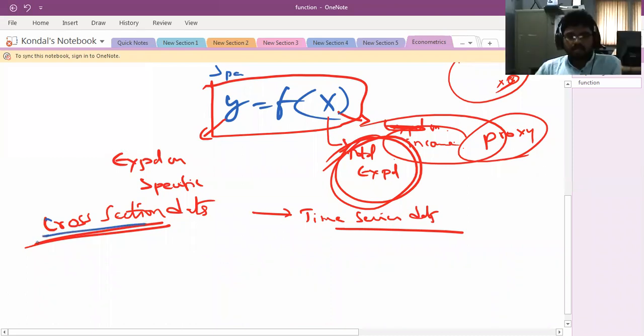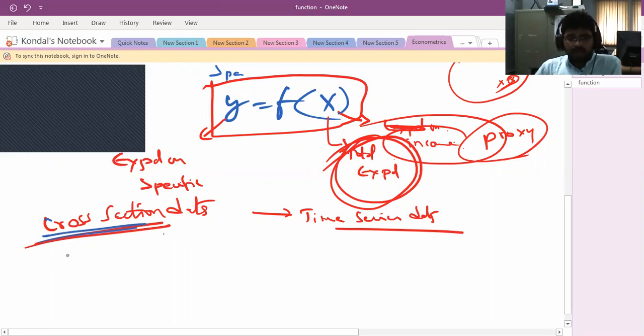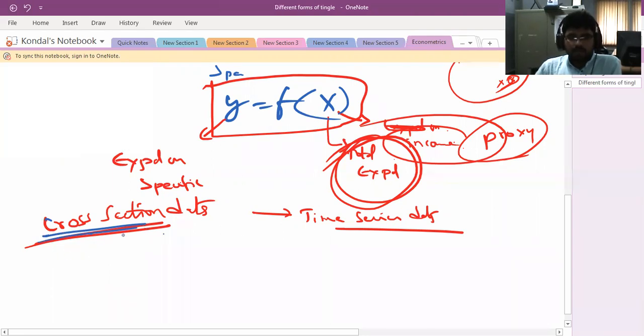Here, cross section data is the data which is collected at a point of time. If you collect the information from your relatives, what is your income, what is your consumption, at a point of time, at a time. If you ask now, at 12:30 or 12:40, a question to someone, what is their income, what is your consumption, that is cross-section data.